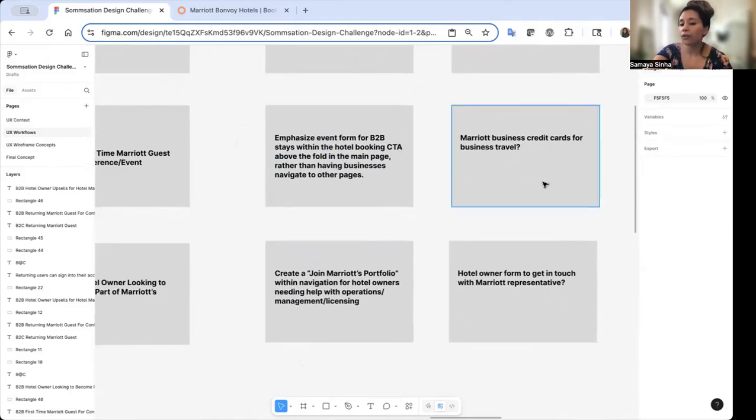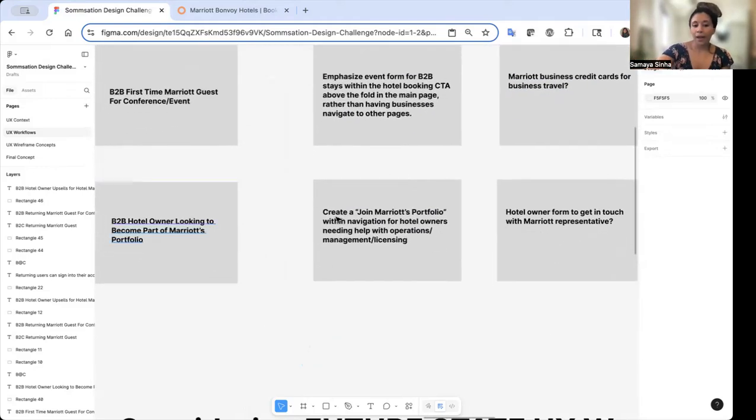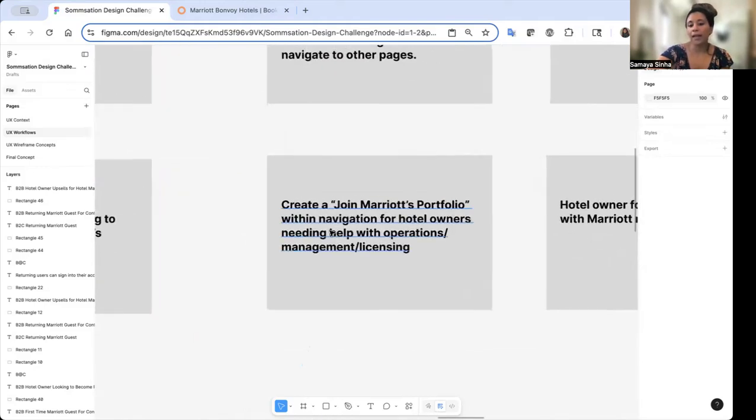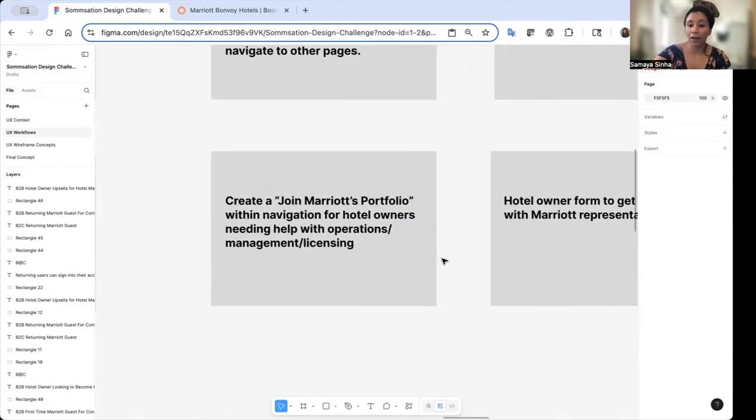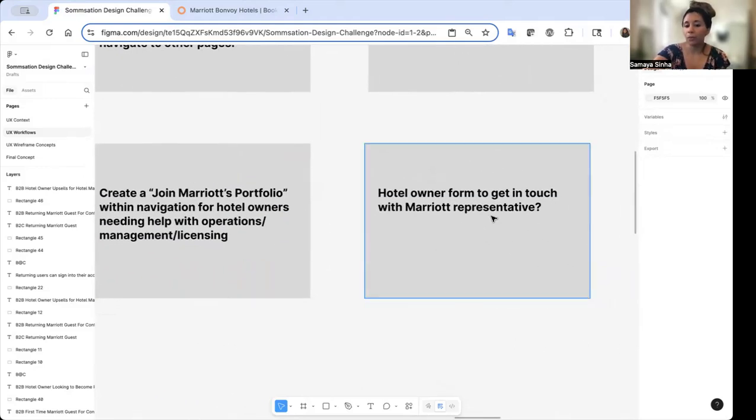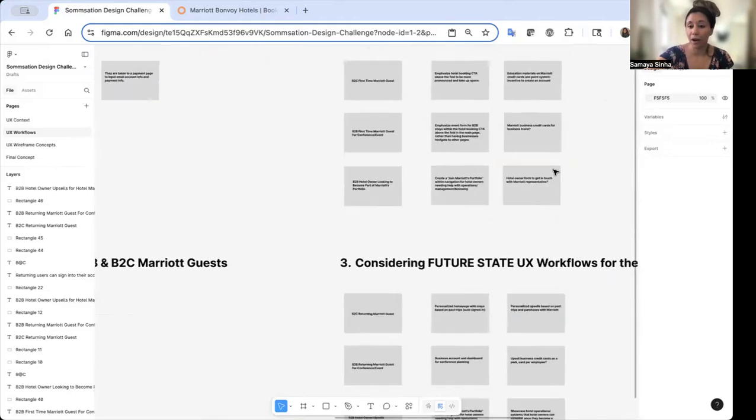And I also thought of, is it possible to advertise Marriott business credit cards for business travel? And would a company want to provide all their employees with a Marriott card? And then I thought a little bit about the hotel owner experience. So I wanted to create a Join Marriott's portfolio within the navigation for hotel owners and developers looking to be a part of Marriott's brand. And then, perhaps that takes them to a form to get in touch with a Marriott representative.